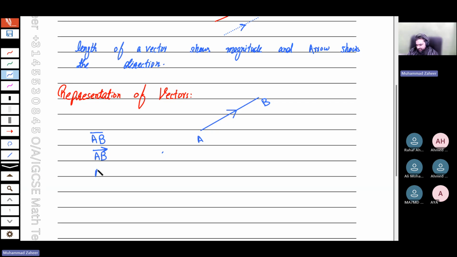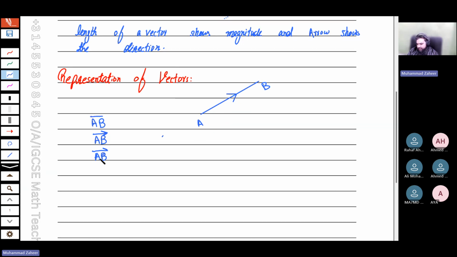We can also write AB with an arrow on the top, though normally I don't use this one. And you can show it by making a line on the bottom, which also represents a vector. But in our syllabus, normally we use this one. Any question? This is the representation of the vector. And sometimes, for example, it is a vector from A to B, we show it by a general vector.